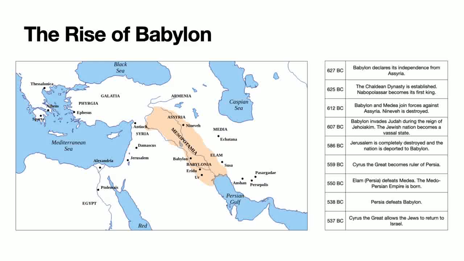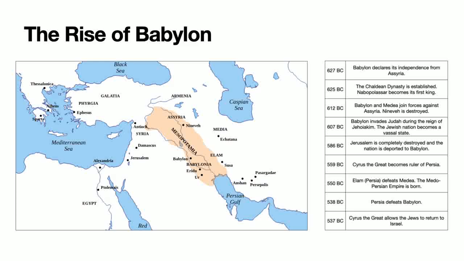In 559 BC, Cyrus the Great becomes ruler of Persia. Elam, you can see Elam in the map here. It's just a little bit east of the city of Babylon. So Elam, or Persia, defeats Media, and the nation of Media is absorbed into the nation of Elam. This becomes the birth of the Medo-Persian Empire. And this is the focus of the next lesson next time.